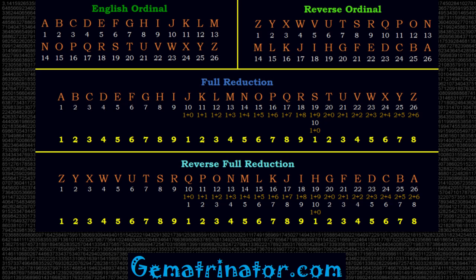The full reduction method reduces every double-digit number to a single digit using the rules of numerology. So J, the 10th letter, 1 plus 0 is 1. K, the 11th letter, 1 plus 1 is 2. Z, the 26th letter, 2 plus 6 is 8. Both methods can then be used with the reverse alphabetic order. These are considered complementary ciphers, but are still significant nonetheless.